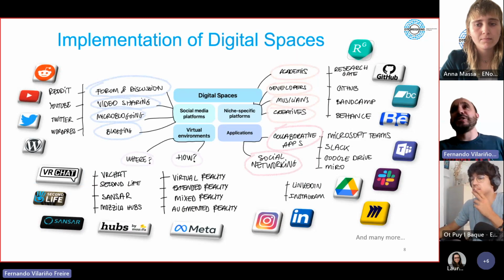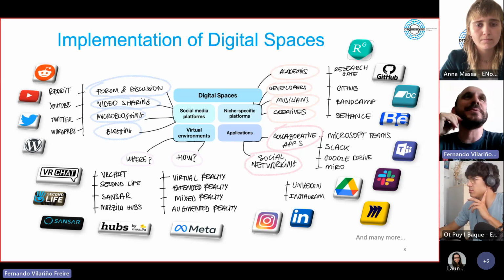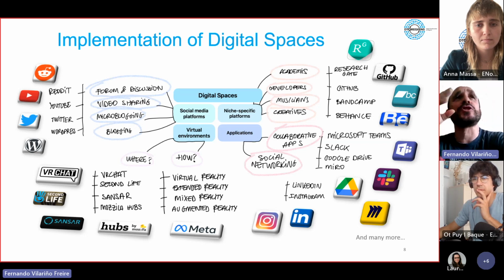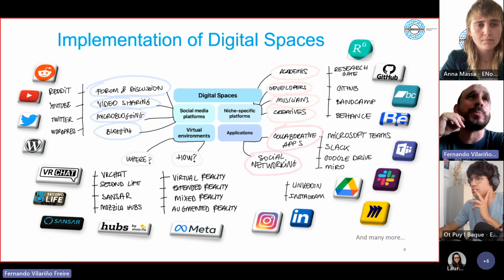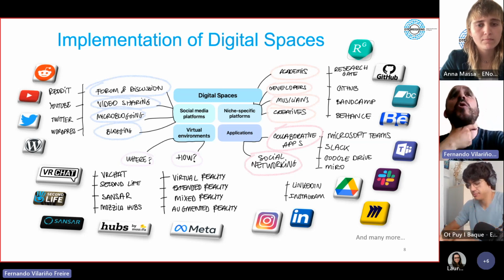We are not alone, as you can see here. We can have a number of approaches for this implementation of the digital spaces that can seem a little bit chaotic from now. From the perspective of social media platforms, we have YouTube for video sharing, Reddit for forum discussion, Twitter for microblogging, and WordPress and other blog platforms that can help us to go for blogs.